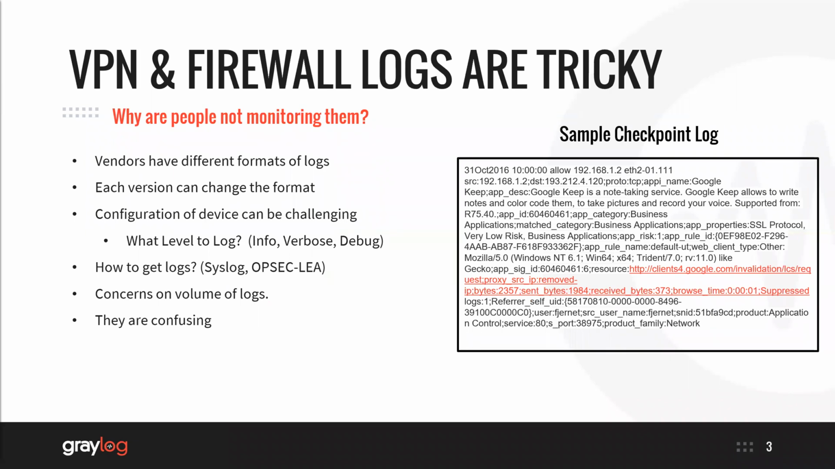So there's a lot of issues that come up when people want to monitor VPN and firewall logs. The ones that we see the most in the industry are just around the fact that each firewall has its own different log format. You'll also notice that each version of this format can change. Probably the most popular firewall right now is either between Cisco ASA or Palo Alto's firewalls.